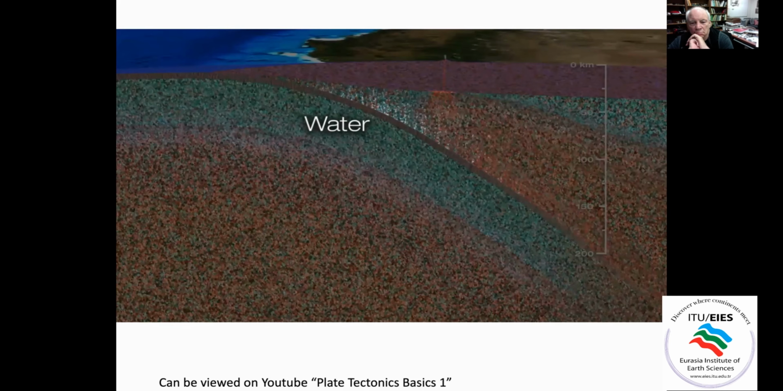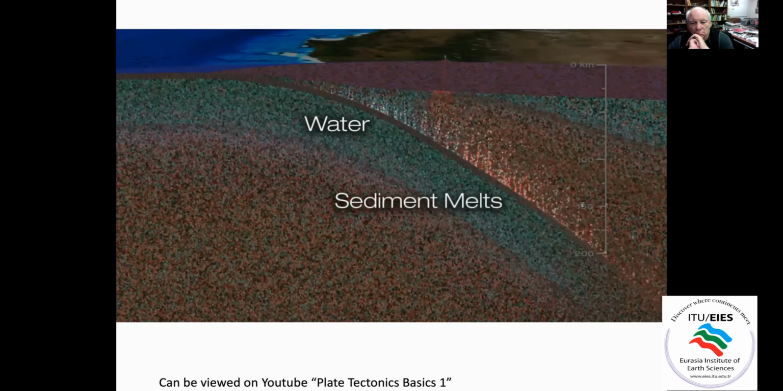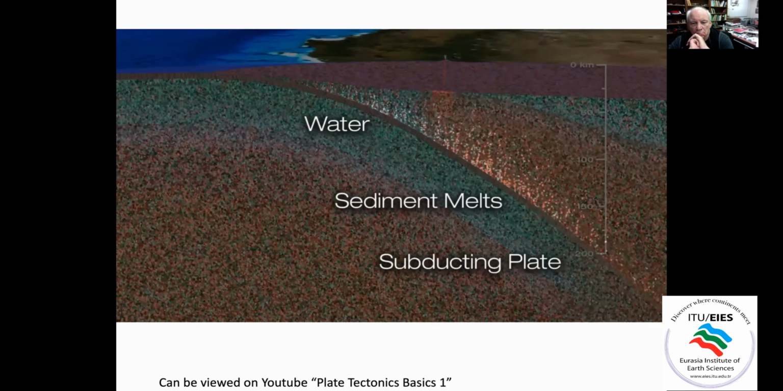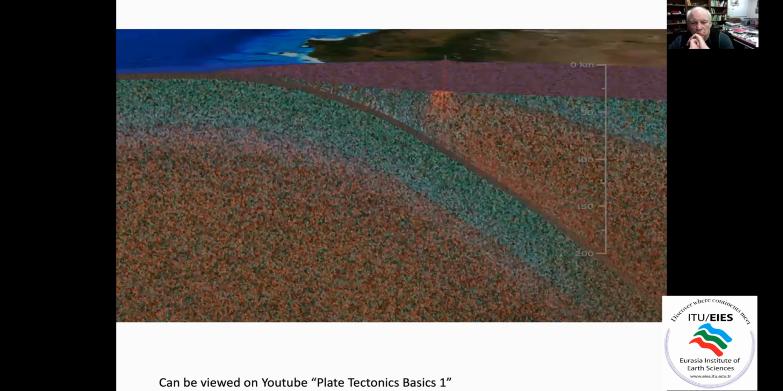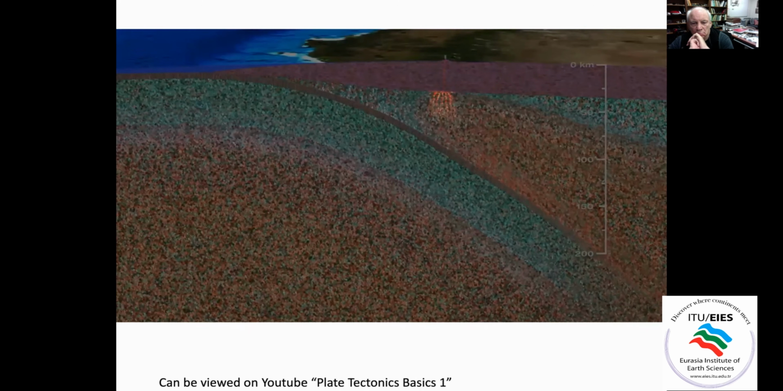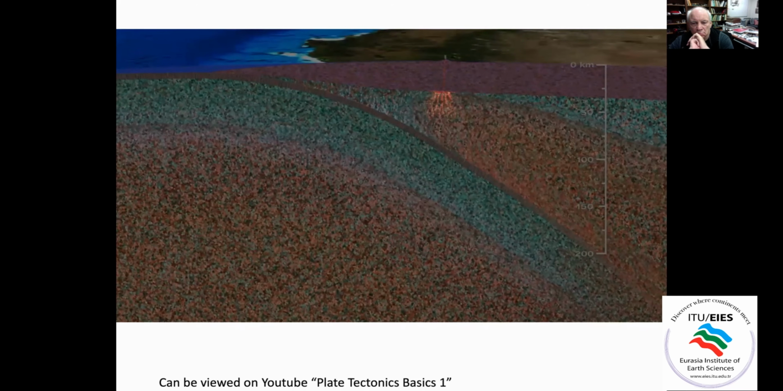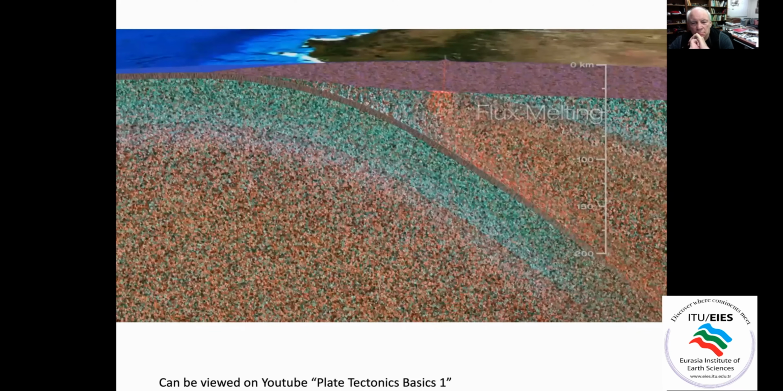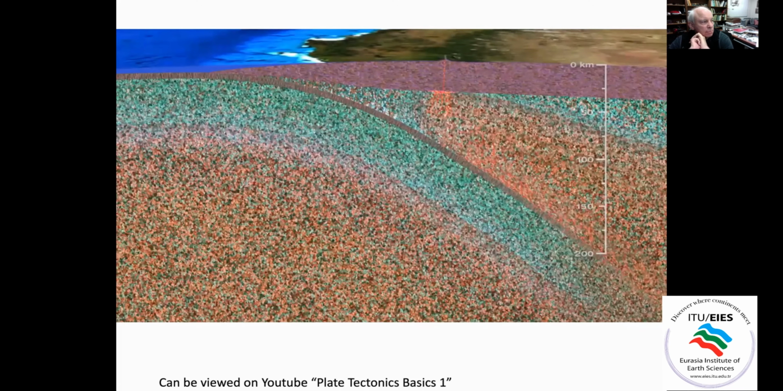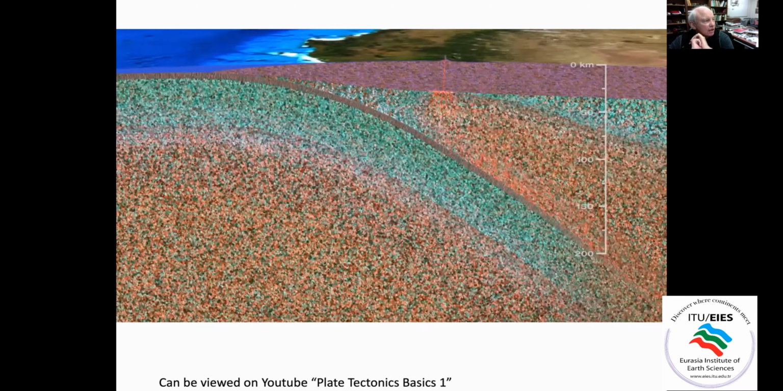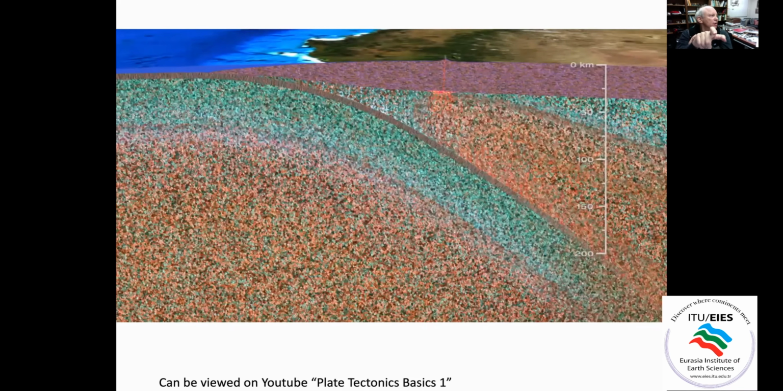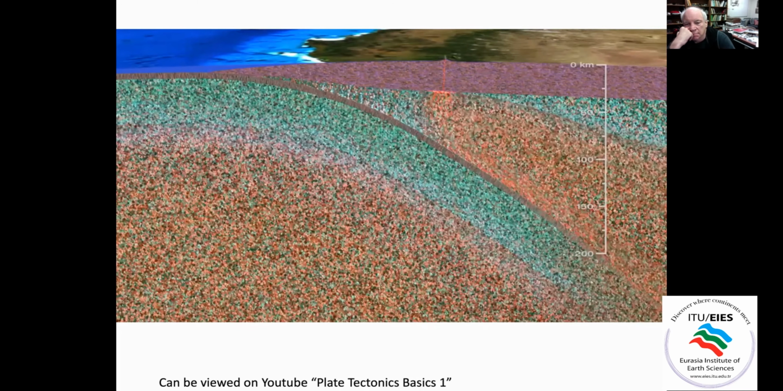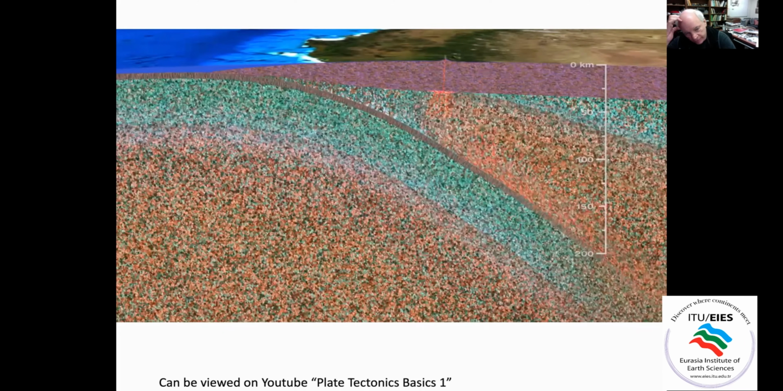The released water and sediment melts rise from the subducting plate into the overlying asthenosphere and cause it to partially melt. This type of partial melting, induced by fluid, is called flux melting. The melt produced is also basaltic magma, as in the case of the oceanic ridges. But this magma contains much more water and water-dissolved chemical elements, which distinguishes it from magmas produced at ocean-spreading centers.